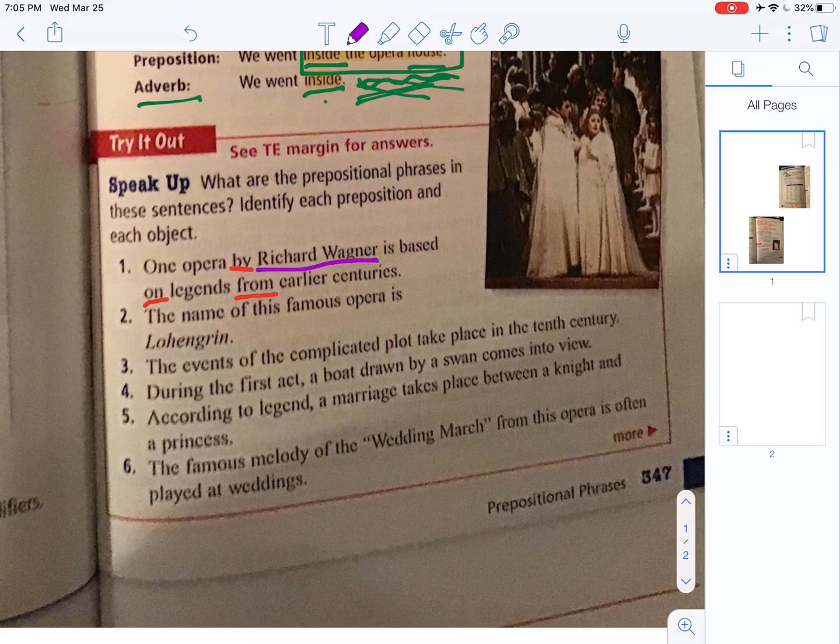Second one, on legends from earlier centuries. Now this one should be kind of easy to pick out your object of preposition because the object of preposition must come after the word on, but it has to come before the word from because they cannot cross over. So this has to be legends. And my second object of preposition, or my last object of preposition, has to follow the word from. So from earlier centuries. So my object of preposition is just centuries.